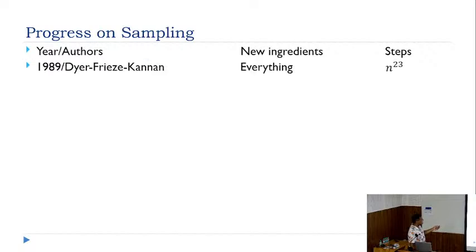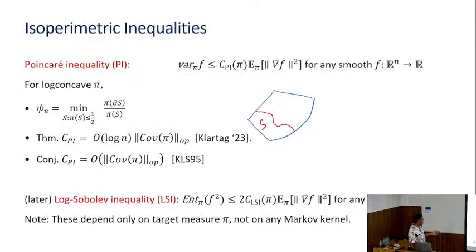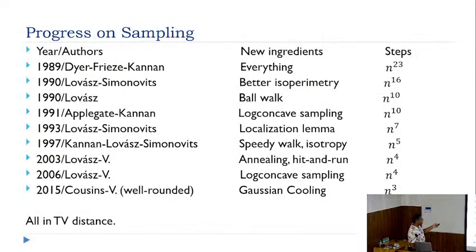So this progress on sampling has been over, as I mentioned, many different iterations, lots of interesting ideas here. The one comment I want to make is that the output guarantee in all these cases so far has been in total variation distance. So the total variation distance of the distribution of the point you output with the target is epsilon.